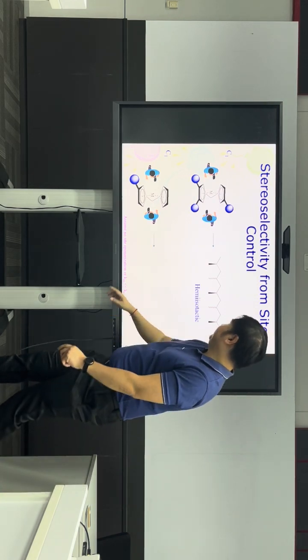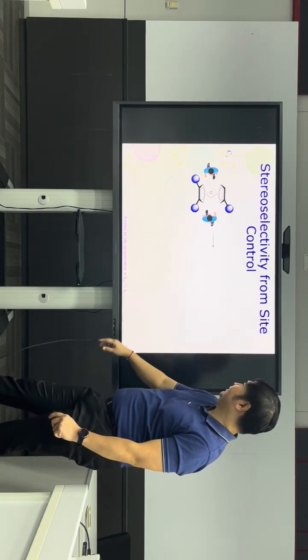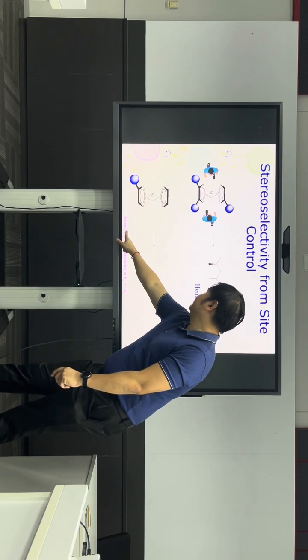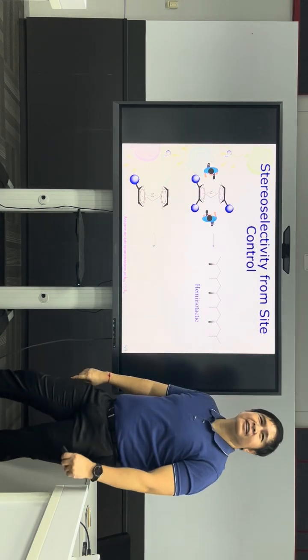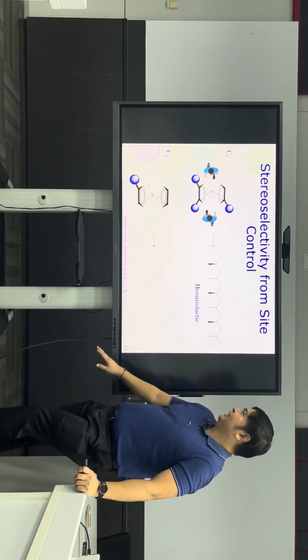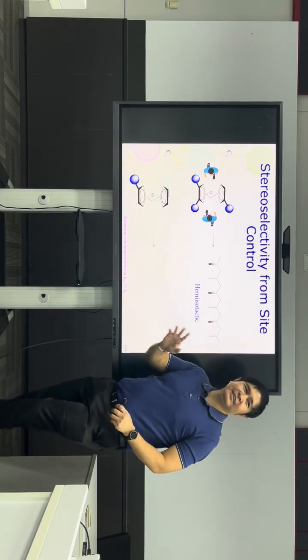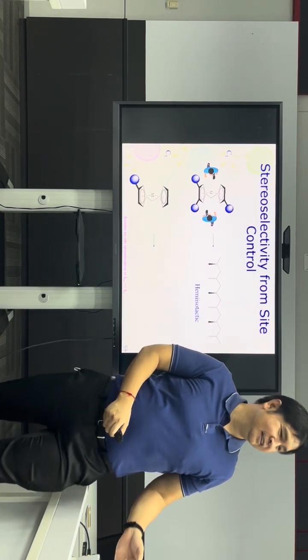Okay, I always put this thing here. See, assume no site epimerization. What does it mean to assume no site epimerization? Does anybody know what epimerization is?